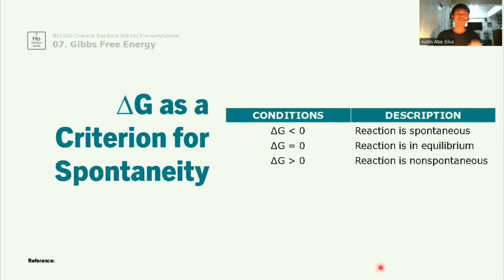As for the criterion for spontaneity, it is summarized in this table right here. All you need to know is that having a negative delta G means a spontaneous reaction, while a delta G equal to 0 means that the reaction is in equilibrium, which will be featured later on. And a positive delta G means that the reaction is non-spontaneous. So do keep in mind that negative is spontaneous, positive is non-spontaneous, and 0 is equilibrium. That is how you should remember.